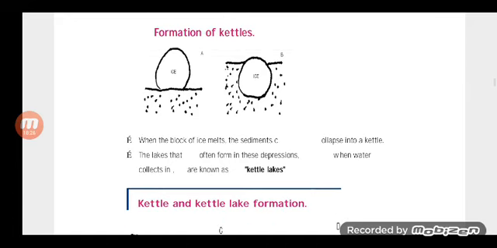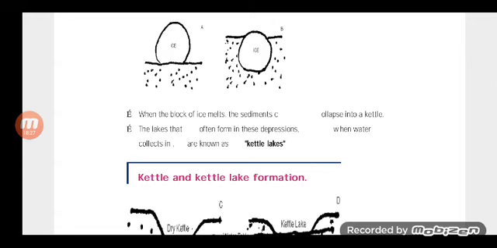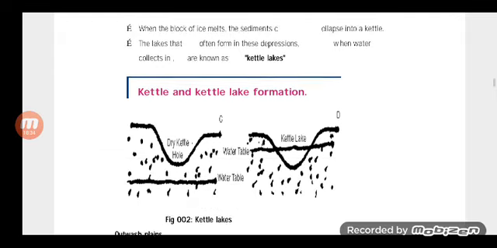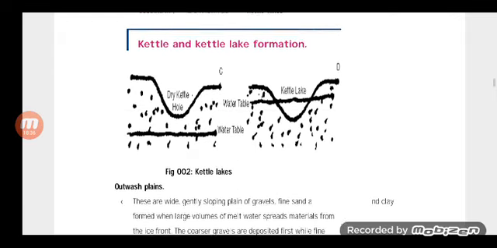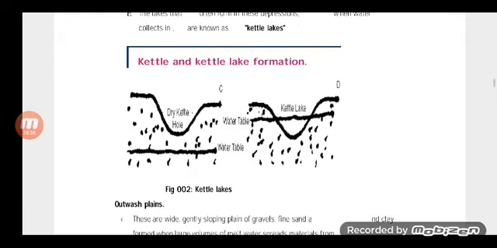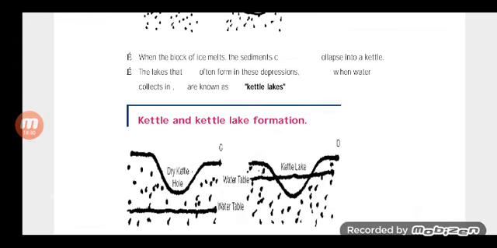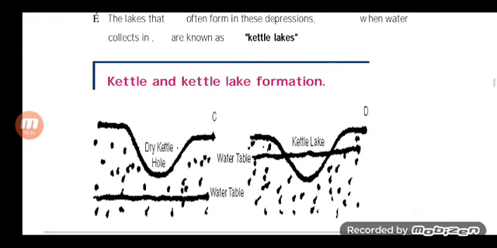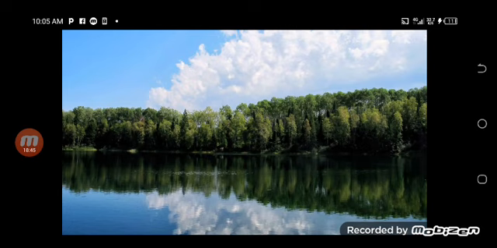How do kettles form? The depressions form when the block of ice melts, so that the sediments collapse into a kettle. If water fills into those depressions, the kettles, they'll form what is known as kettle lakes. So yeah.